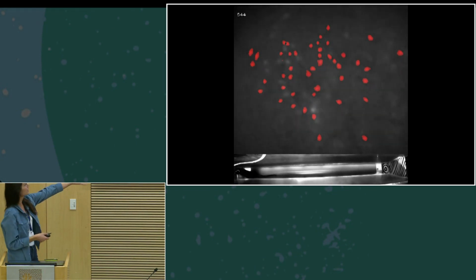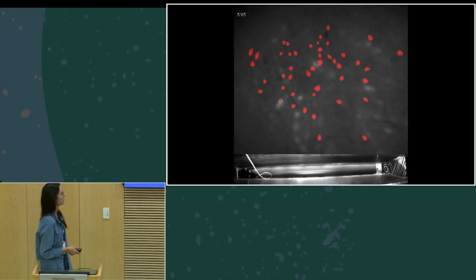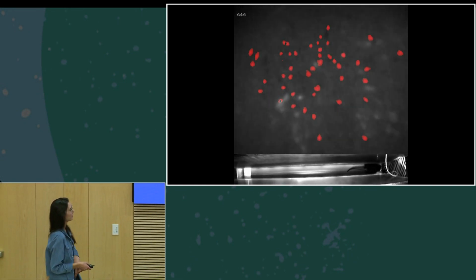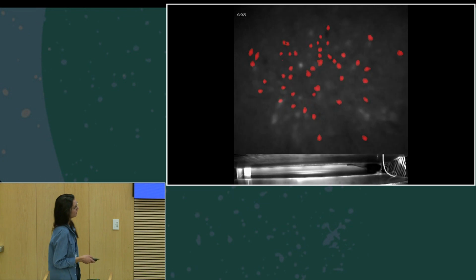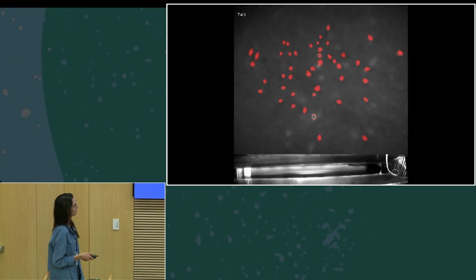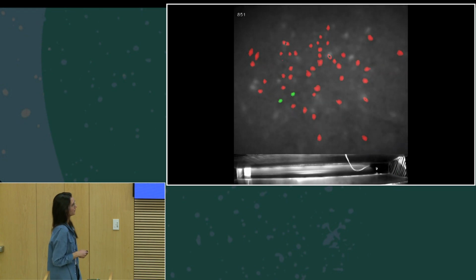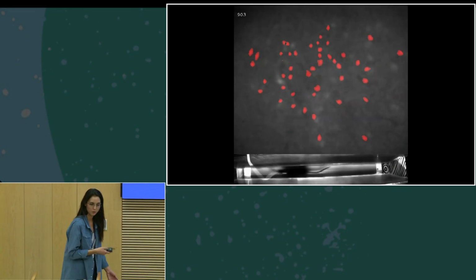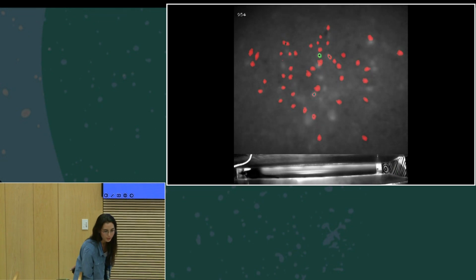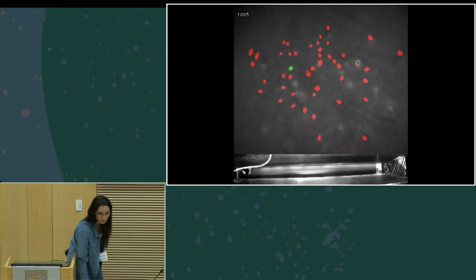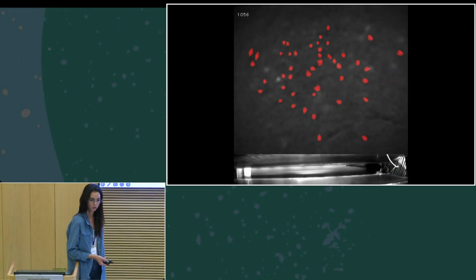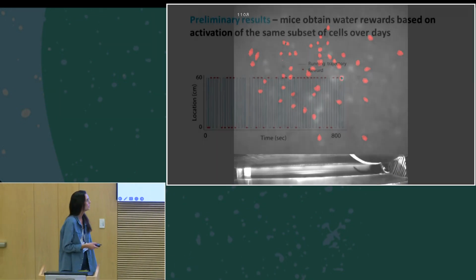Okay, so there's a green dot here. He managed to receive its reward. And then he received it again. Okay, so the mouse runs back and forth, and let me show you what happened across days.